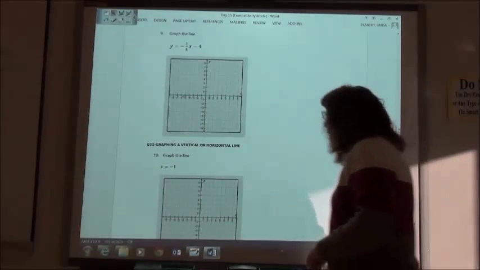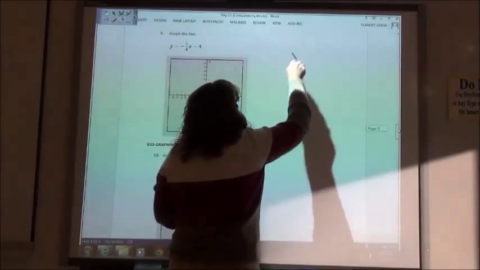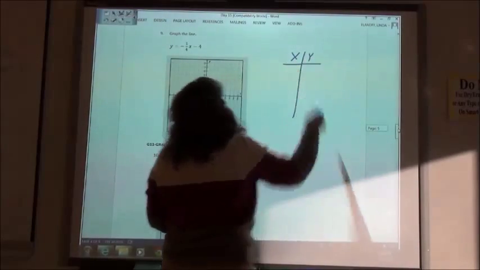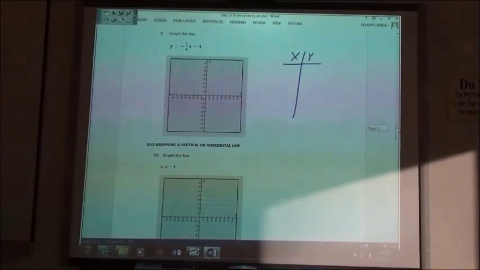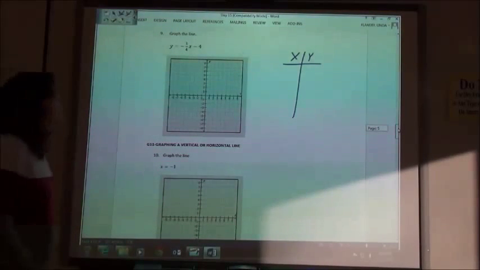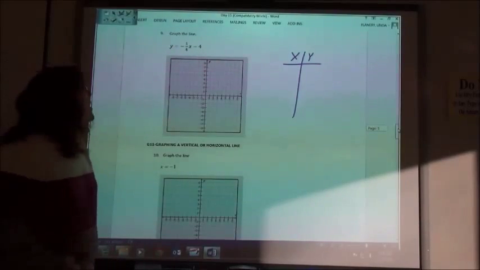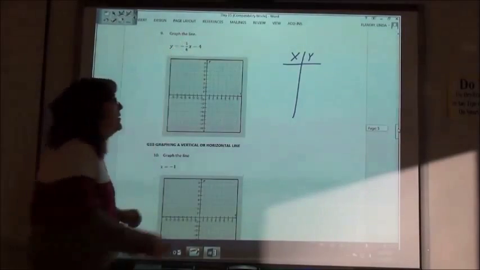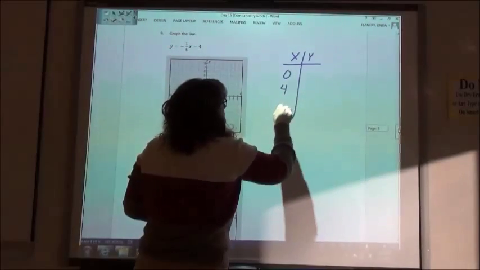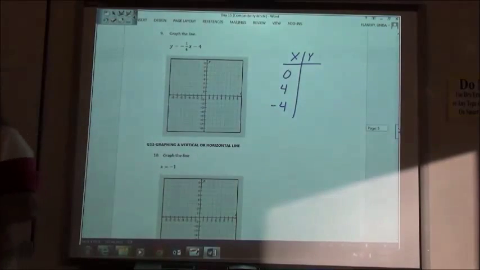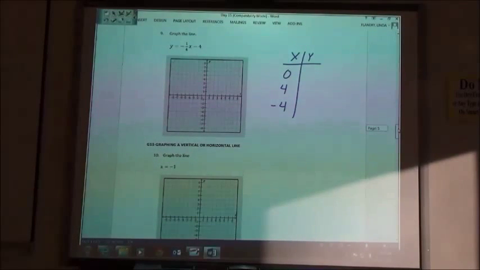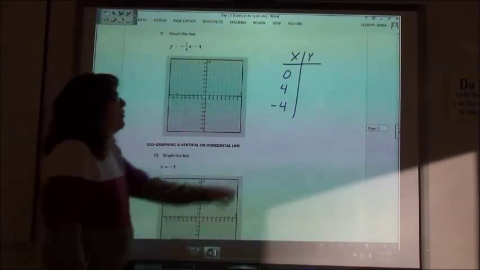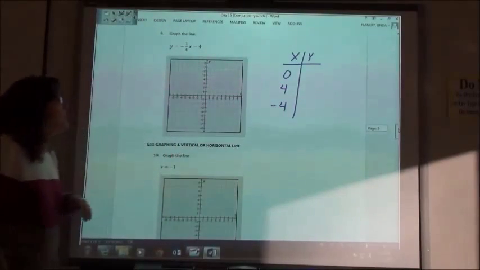And so on number 9, we have y equals negative 1/4 x minus 4. So what values might be good to put in for x? 0, 2, and 4. 2 is probably not a very good one because you can't cancel a 2 out with the 4. So 0, 4, and maybe negative 4. Or you could try 8, depending on if it's getting too big, you might have to go back to the negative numbers. But multiples of 4, so 4 and negative 4 would be good ones to pick.